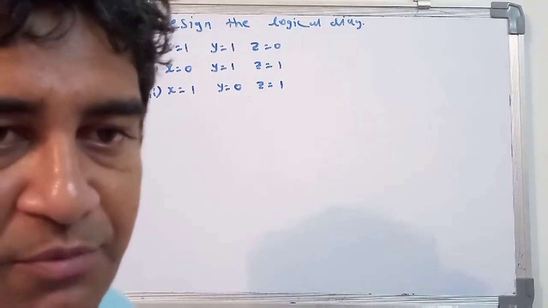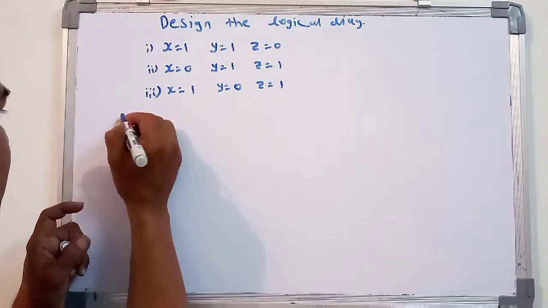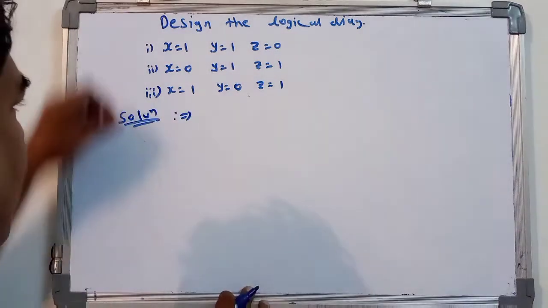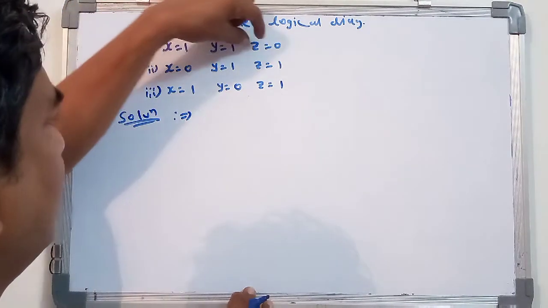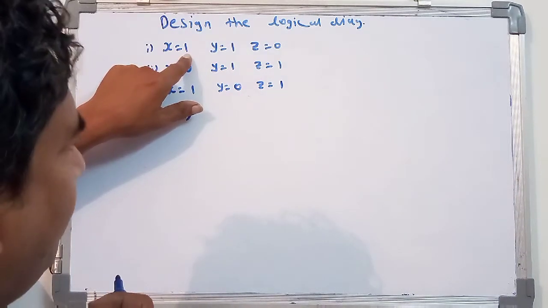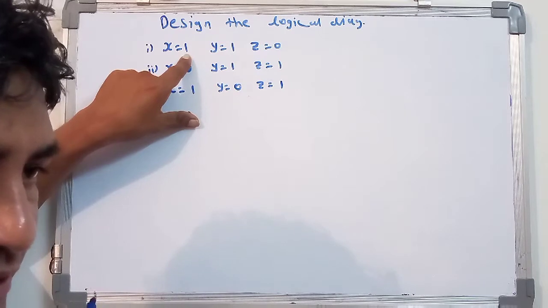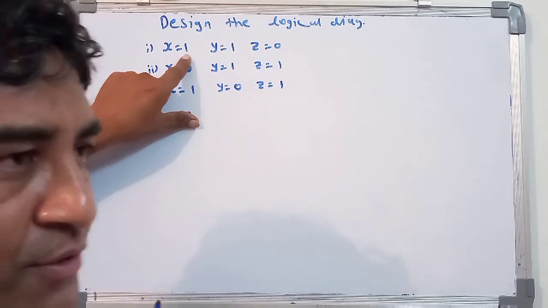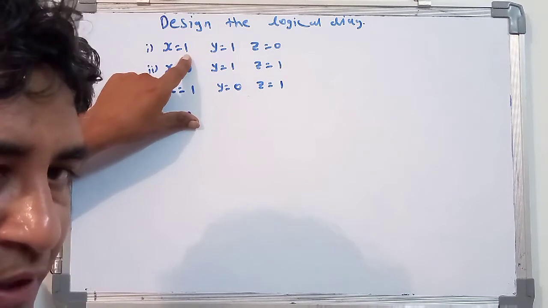For solving this particular problem, you have to first consider the value for x. What is the value for x? What is the value for z? And what is the value for y? Okay. So for the solution, again, observe these values very carefully. Wherever there is a 1, you have to consider the non-inverted value. And if there is a 0, you have to consider the inverted value.